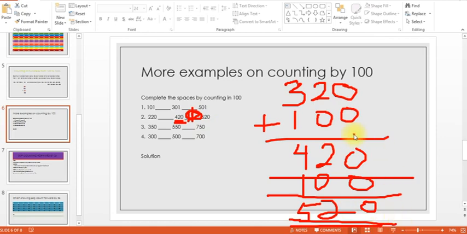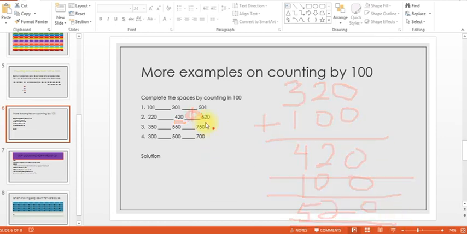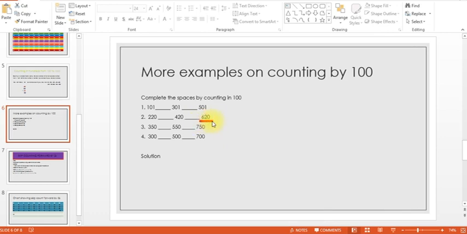Okay, 520. Now let's check whether the answer for this one is correct. So we add 100 to 520, because that's why we got here. Okay, remember that 520. So let's add 100 to it.